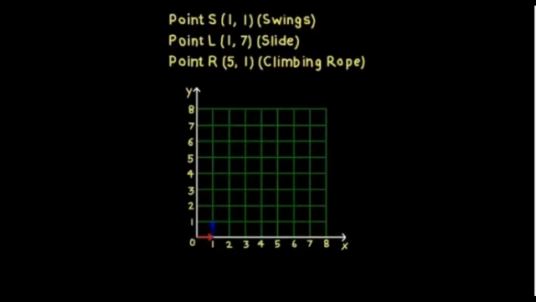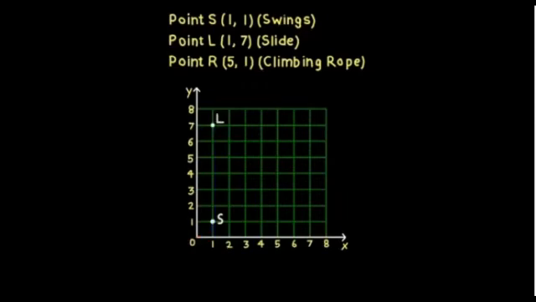See the arrows? We moved 1 unit over to the right, then we went up 1 unit. So the swings, or point S, goes here. Great job! Next up is the slide, or point L. The x-coordinate is 1, so we go 1 unit over to the right, and the y-coordinate is 7, so we go up 7 units, like so. We mark that spot with an L.